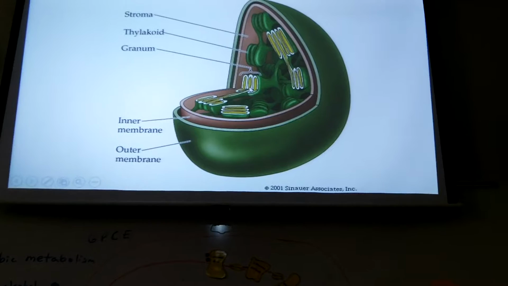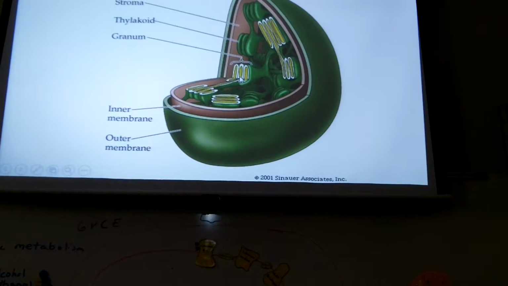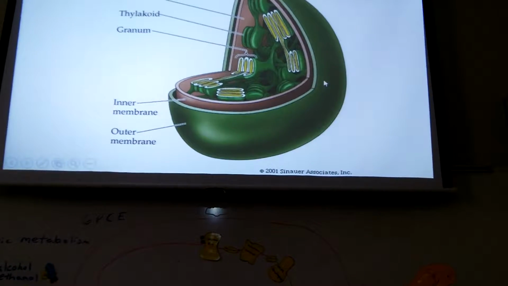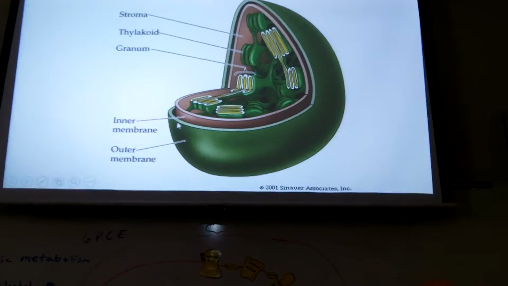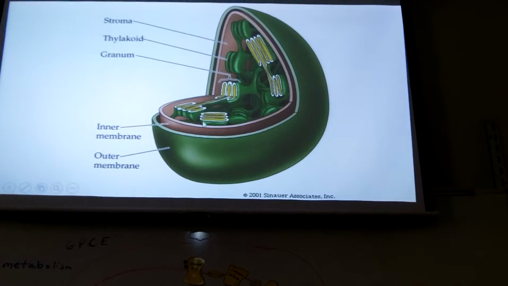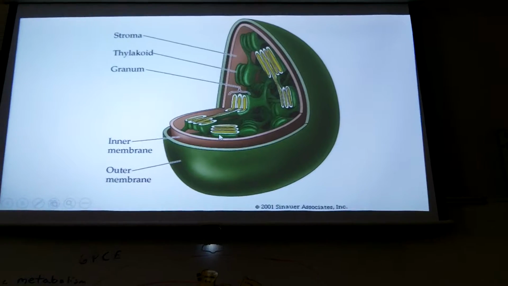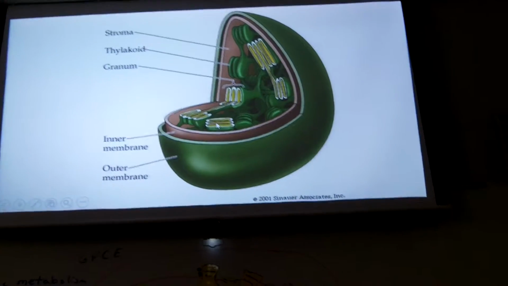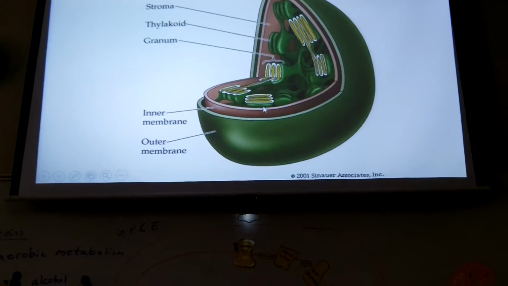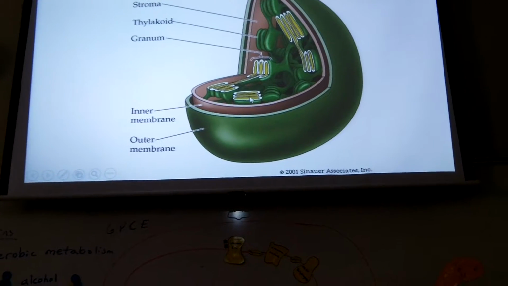That's the only thing that's green in a plant. It's these thylakoid membranes. Everything else isn't really green. They color this membrane green, but it's not. These membranes are green because they contain chlorophyll, which we'll talk about in a minute. Chlorophyll absorbs sunlight and allows photosynthesis to occur.